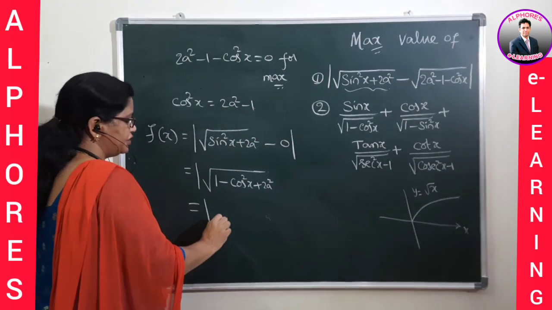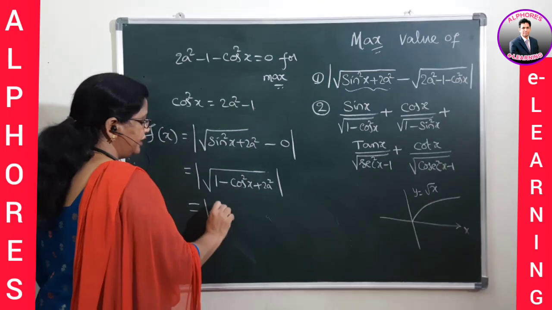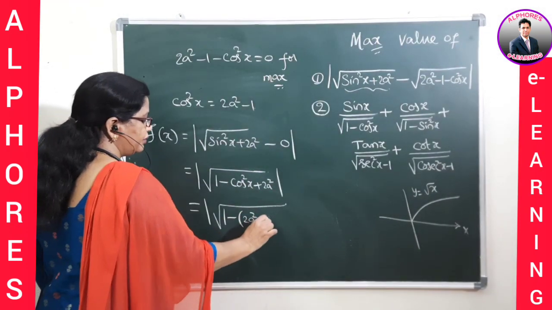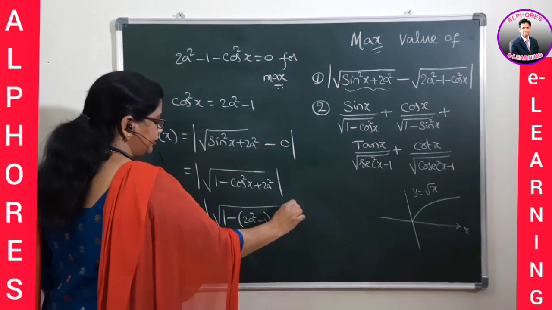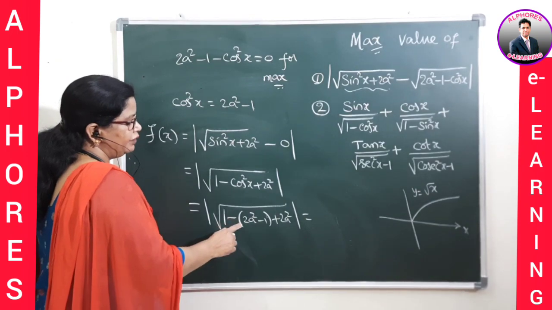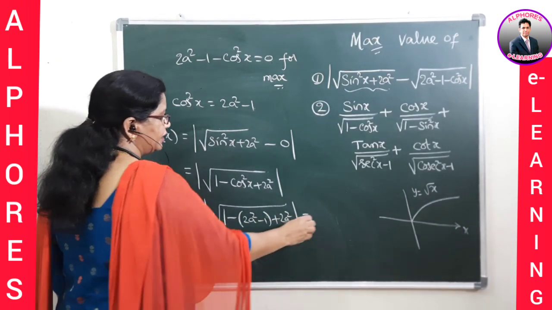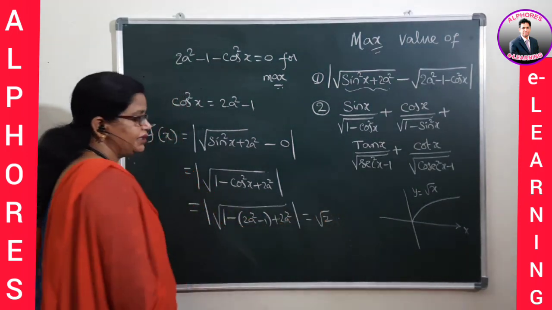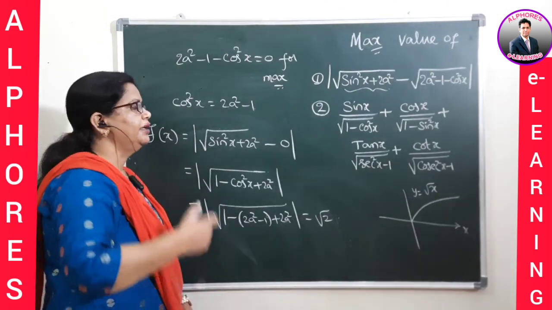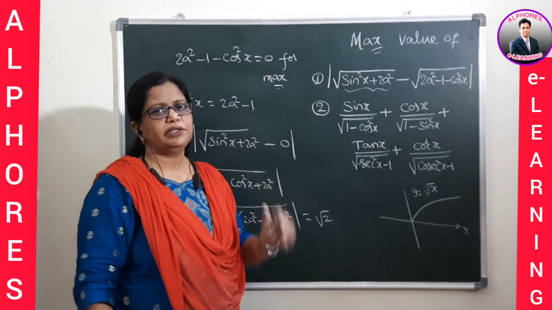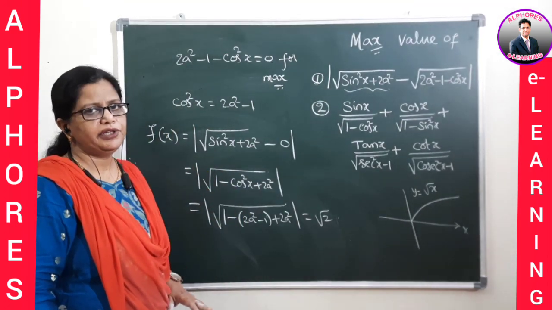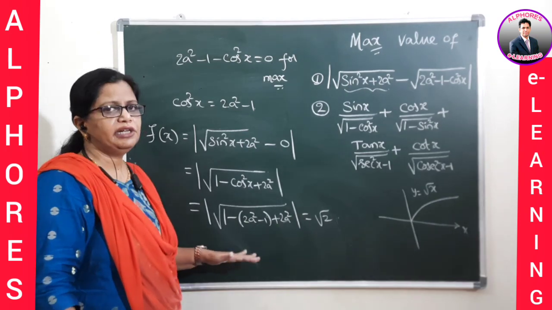So let me substitute that value. That is square root of 1 minus, it is 2a square minus 1, plus 2a square. Therefore which kind of value did you get? 1 plus 1, 2 we got, minus 2a square plus 2a square gets cancelled. So how much is the answer? It is root 2. Therefore students, you can observe clearly the maximum value of this function is root 2. So a bit of logic you have to make use of while solving these advanced level problems.